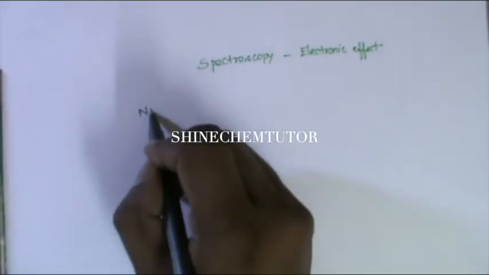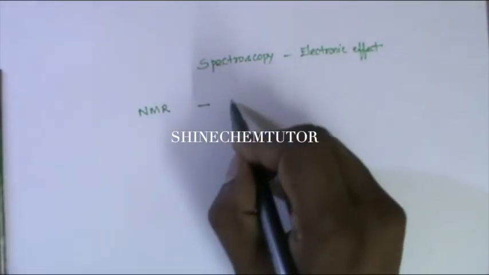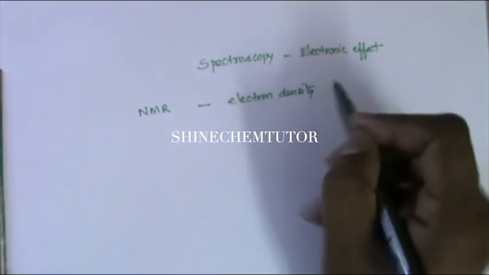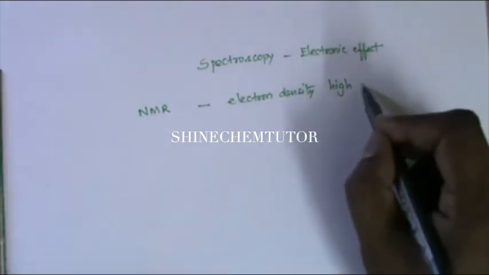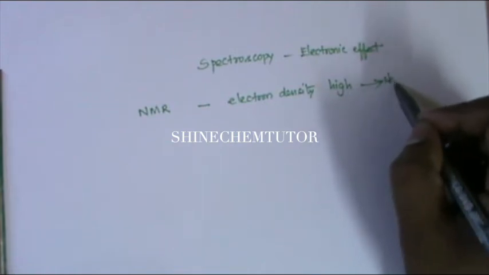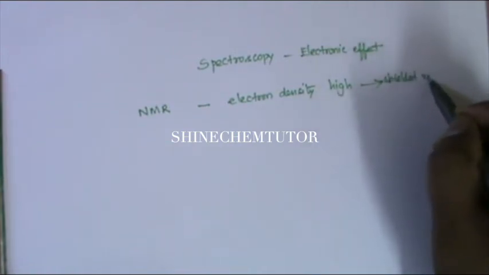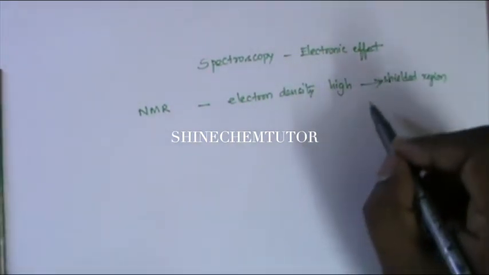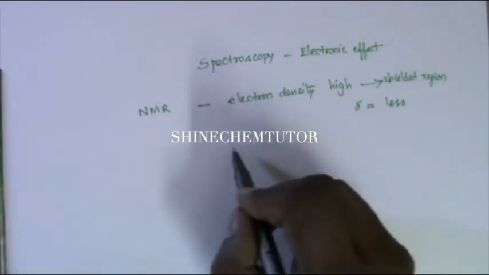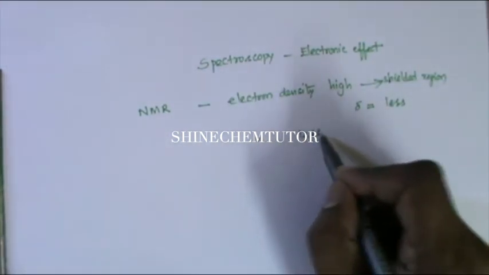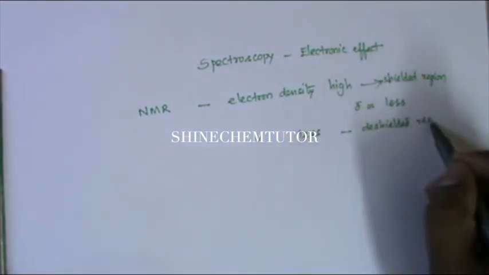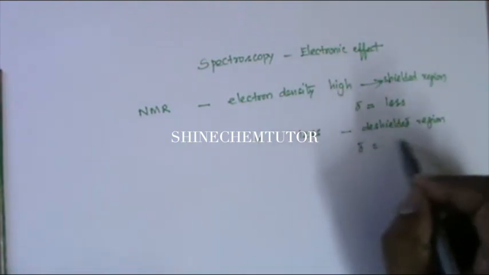Next, the effect in spectroscopy. First I go for NMR. If the electron density is high, then the chemical shift will move towards the shielded region. That is, the delta value will be less. If the electron density is less, then it will go to the de-shielded region. The delta value will be high.